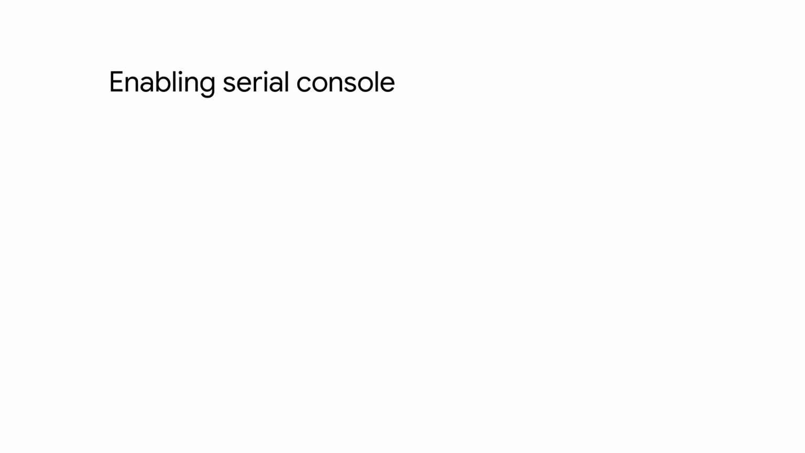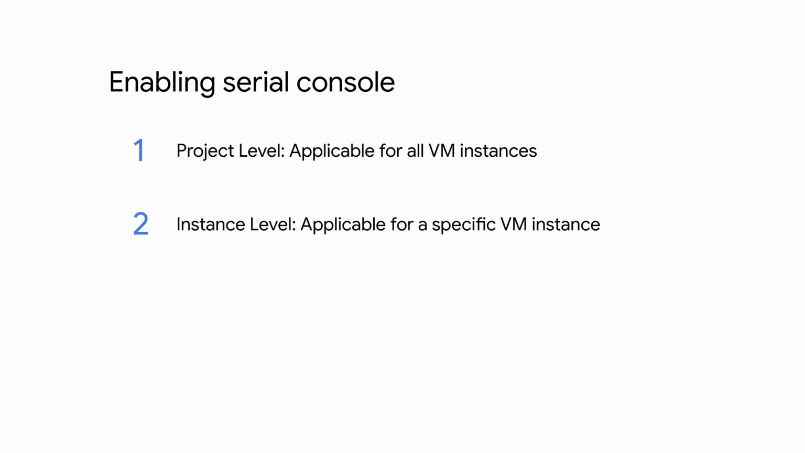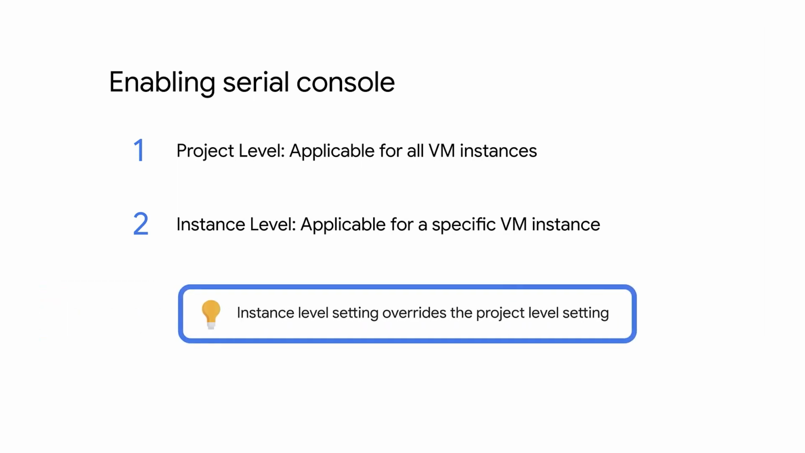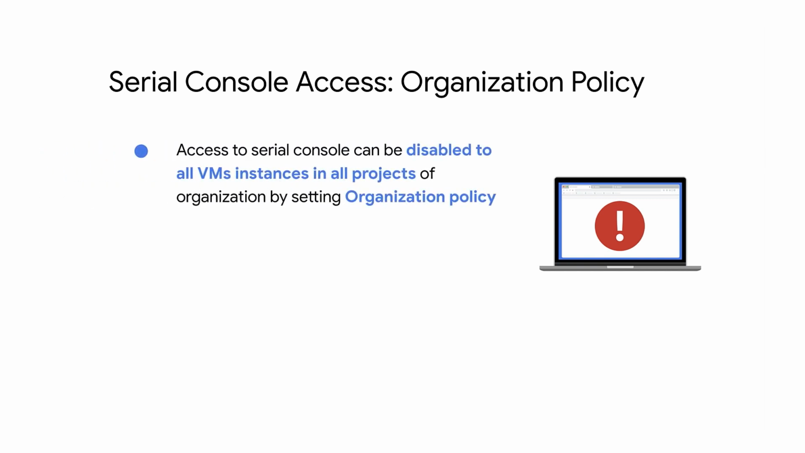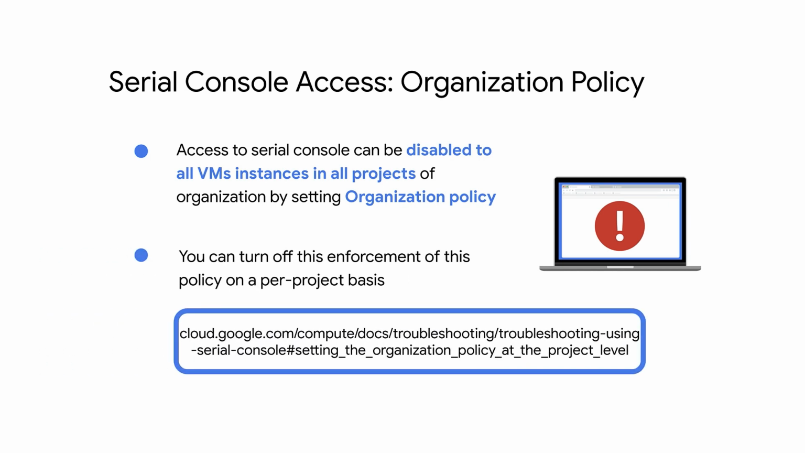To use serial console, you must enable it either at the project level for all instances or at an instance level for a specific instance. Remember, if there is an instance level setting present, then it overrides any project level setting. Before enabling the access to the serial console, remember that access can be disabled by setting an organization policy, which disables interactive serial console access to all VMs for all the projects that are part of the organization. You can turn off the enforcement of the organization level policy on a per project basis by following the steps in this documentation.